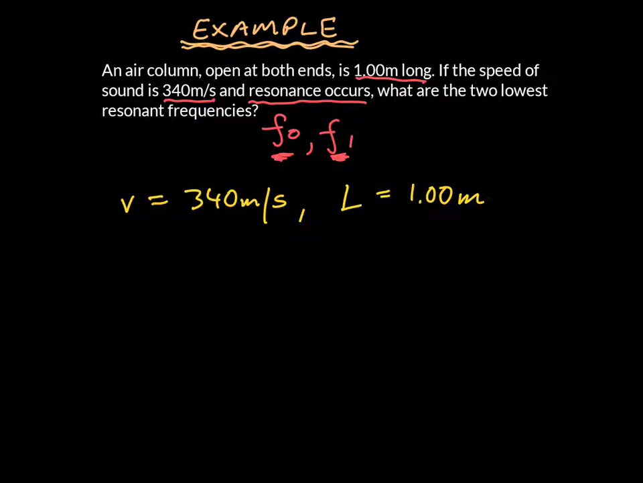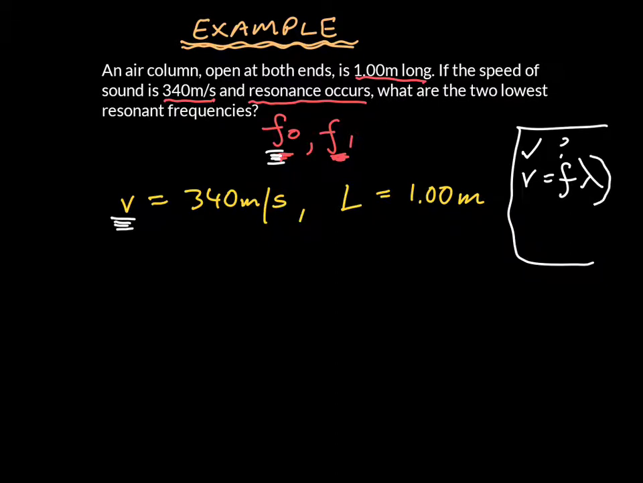So what are we looking for? We're looking for the two lowest resonant frequencies. For this one, we need to get the frequency and we have the velocity. So straight away we should be thinking about the wave equation where v is equal to f lambda. We have the velocity and we need to get the frequency. If we can get our wavelength, we'll be able to get the frequency.